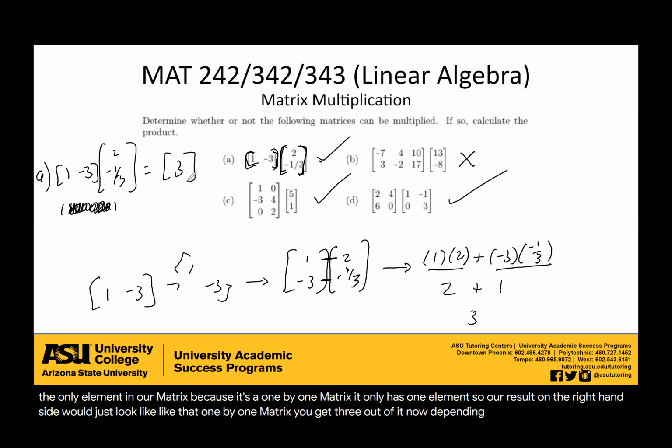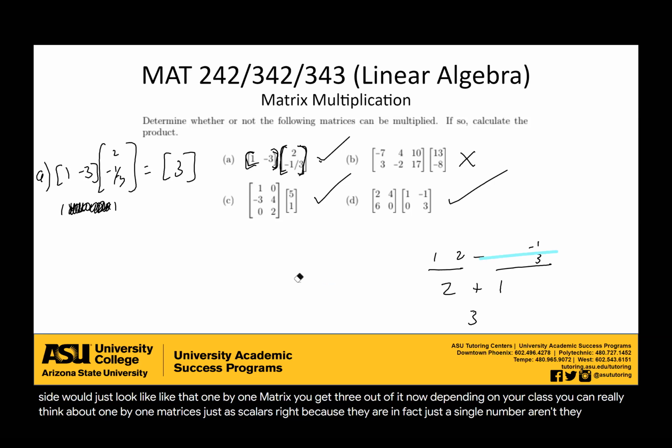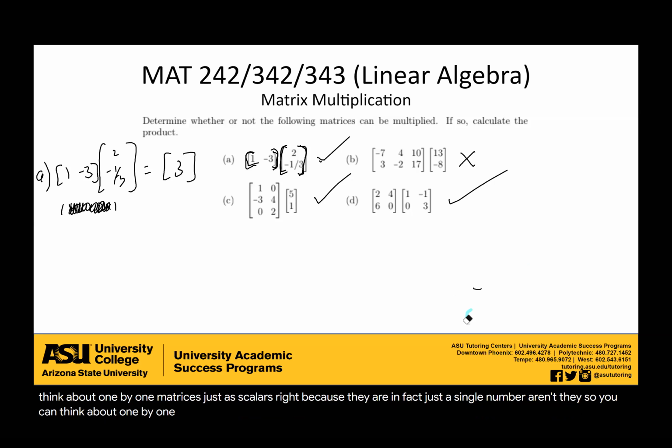Now, depending on your class, you can really think about 1 by 1 matrices just as scalars, right? Because they are, in fact, just a single number, aren't they? So you can think about 1 by 1 matrices as just scalars. So writing it as 3 with brackets around it is technically fine, but you could also just write it as 3 without the brackets, because it really is just a scalar.